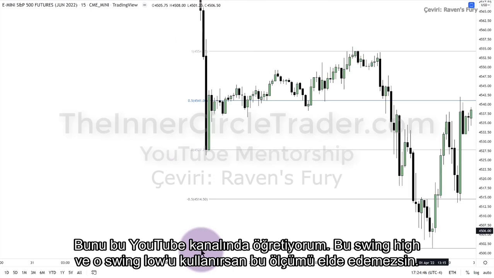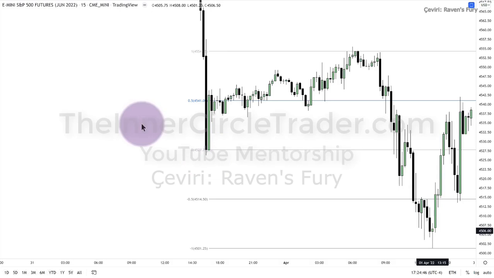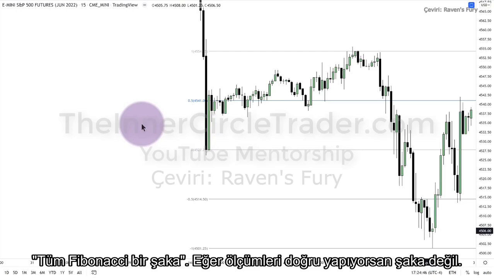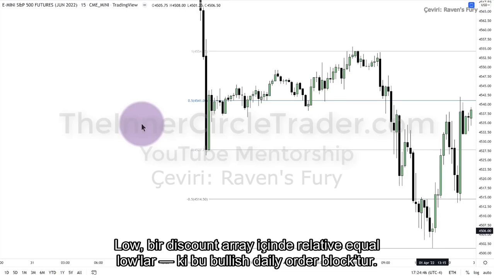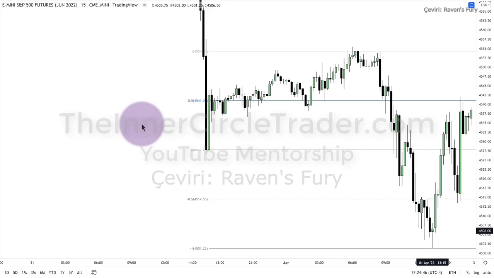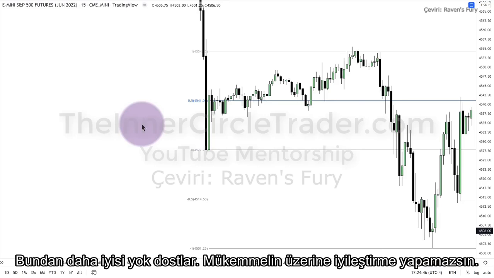You will not get that measurement if you use this swing high and that swing low. That's why everybody that uses Fibonacci struggles. Oh, Fibonacci's a joke. It's not a joke if you are doing the measurements correctly. Now, these are just targets, but they are more meaningful when you apply and layer other things in analysis, like the purpose of running to liquidity below those relative equal lows into a discount array, which is the bullish daily order block. When you bring that together, you get these types of results, which is perfection. There's nothing better than this, folks. You cannot improve upon perfect.